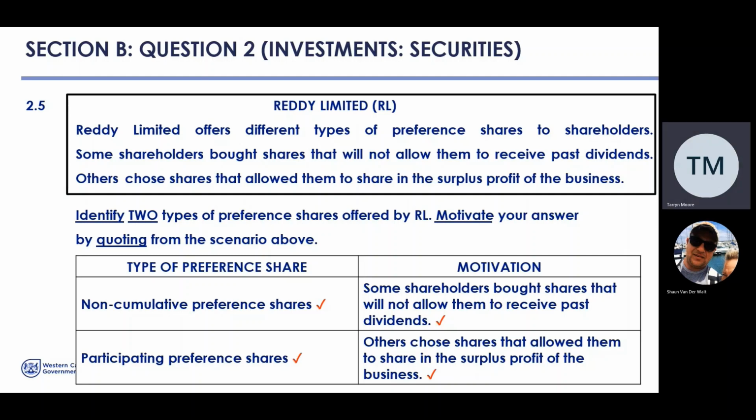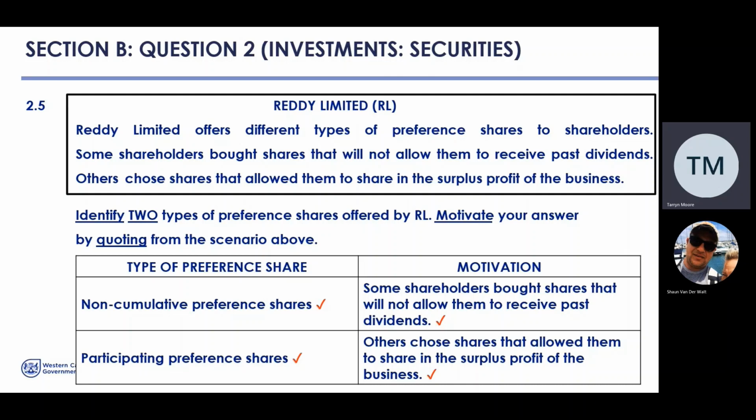Now this becomes important. Non-accumulative preference shares. Key concept in the motivation is when we look at "allow them to receive past dividends." So you cannot accumulate and keep it from the past and now you get more and you get more and you get more. Therefore, it is non-cumulative preference shares. 1 mark for the type and 1 mark for the motivation.